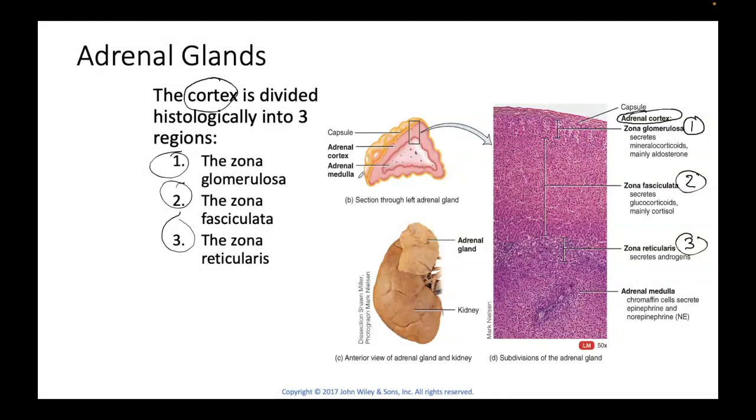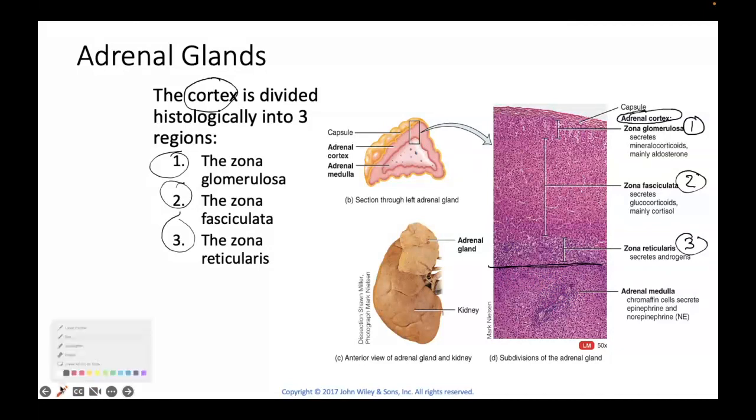Again, you look at the adrenal gland, you have the cortex on the outside, the adrenal medulla on the inside. So this outer portion, the first three layers histologically, are the zones: the zona glomerulosa, zona fasciculata, and zona reticularis. Once you're past this region, you're in the adrenal medulla.